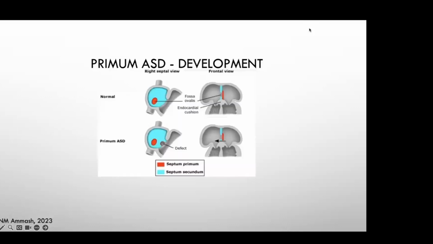So primum ASDs are a hole that forms just caudally above the interventricular septum, just above the endocardial cushions, which is where the AV junction forms, and is caused by insufficient fusion of the septum primum, that first septum, to come down to the endocardial cushions. And compared to secundum ASDs, it has a normal fossa ovalis, and oftentimes there are also issues with the endocardial cushions, leading to development of ventricular septal defect and other associated features of AV canal defects.